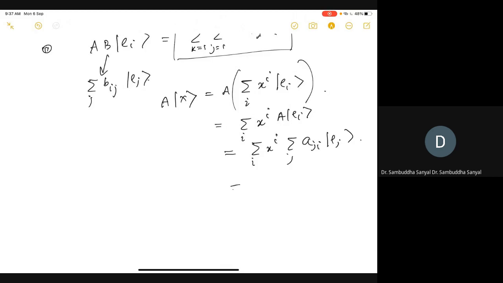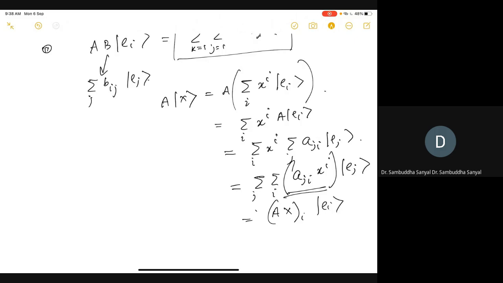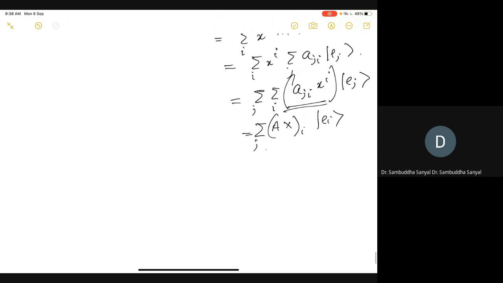Okay. Now this is nothing but the product of a vector with a scalar. So this is a_ji e_j, which is another vector. So similarly, you can work out all these rules. I leave that for you to play around with because it's very easy. But I'll give you an interesting example.